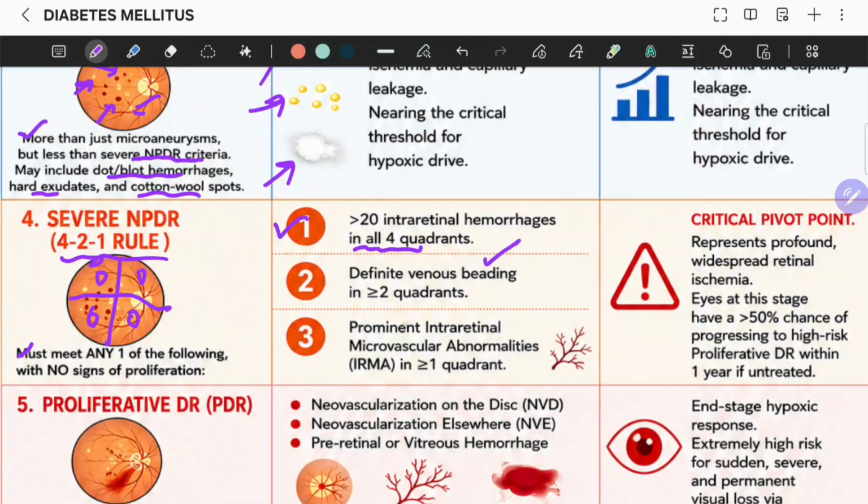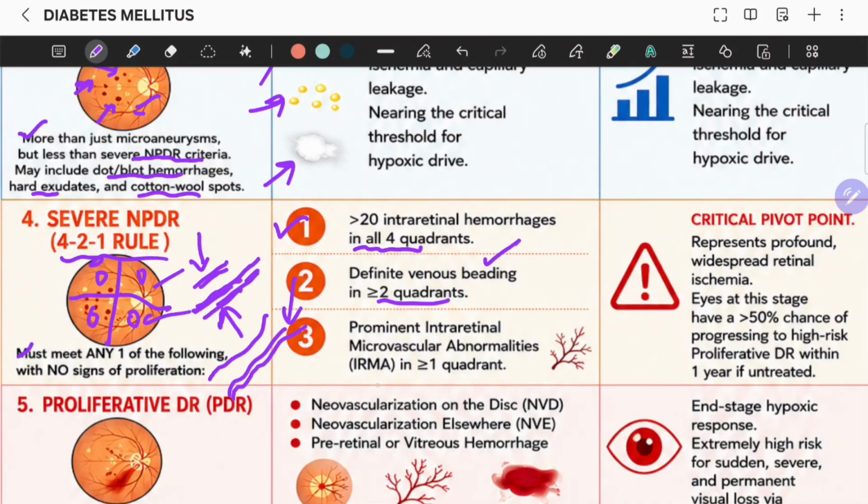And venous beading in at least 2 quadrants. Normally the veins are thick and the arteries are thin. Remember this point: veins are thick, arteries are thin in the retina when you see through fundus examination. But these veins are not tortuous, and they are not engorged. Venous beading is when the veins become tortuous and saccular in shape like this. So this venous beading should be present in at least 2 quadrants.